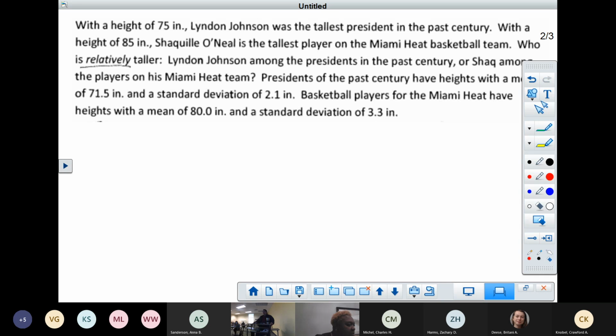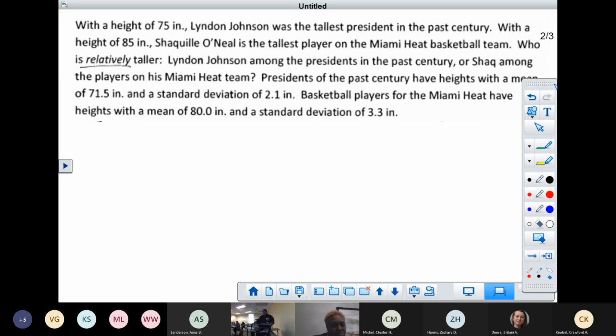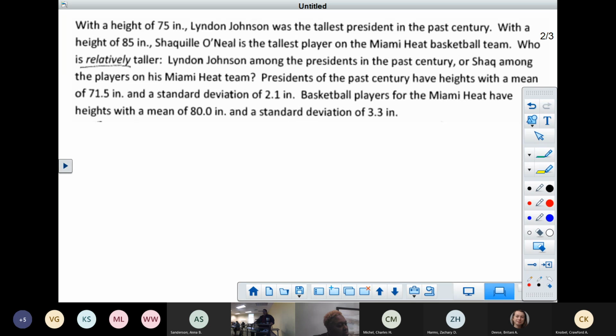So I want you to write down the following problem. You should be able to see it. We're only going to work on this problem. That's all we're going to do today, because it is all about z-scores. And that is the remaining section, which is, what is it, 5.3 or 3.5? What is it, 3.5?